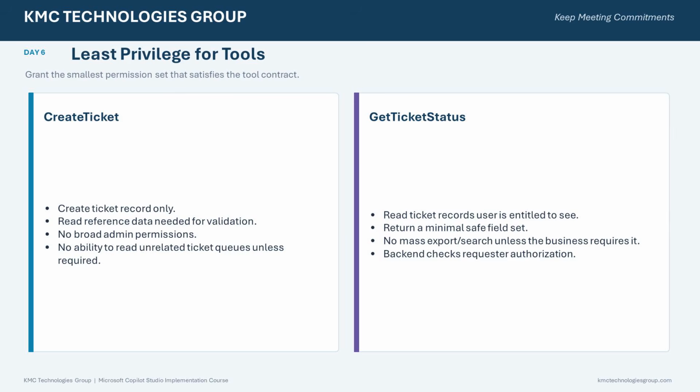Tools should receive only the permissions required by their contract. Create Ticket may need permission to create a support record, and read small amounts of reference data for validation. It should not require broad administrator permissions. It should not automatically gain access to every ticket queue. Get Ticket Status should only read tickets the requester is entitled to see and return the minimum safe field set. The backend must perform the final requester authorization check.